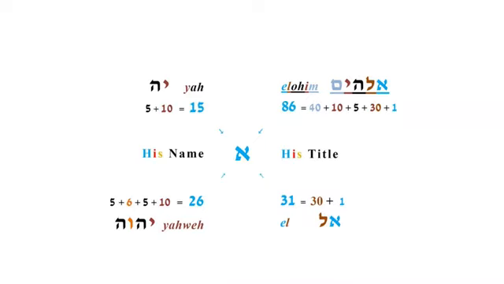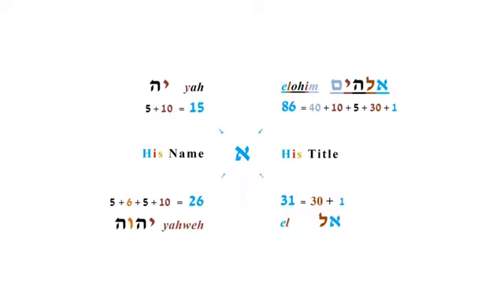Then He has titles. His titles are Elohim. This is Bereshit bara Elohim, the third word of the Bible. This is His power title. And Elohim adds up to 86. And sometimes He goes by just El, the first two letters. El is Aleph, Lamed. Lamed is 30, Aleph is 1. 31 is El. By the way, remember, it's Aleph Lamed, El.